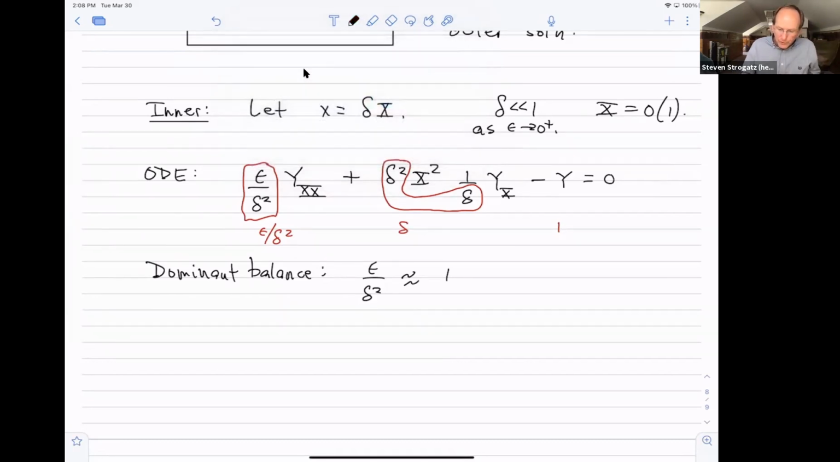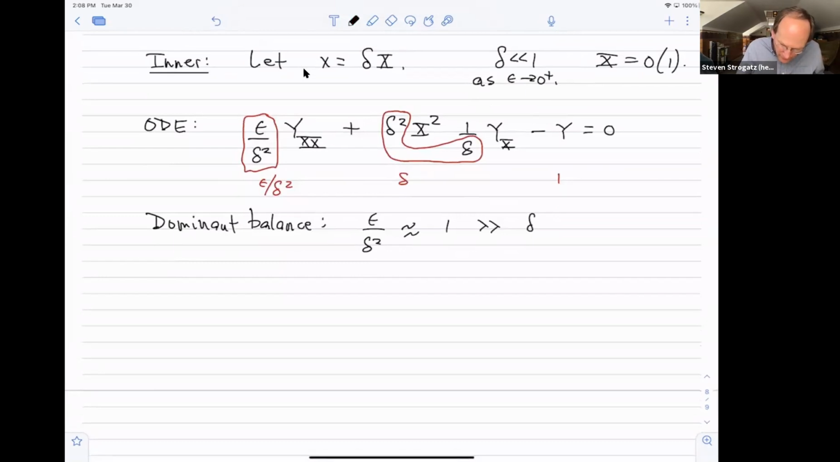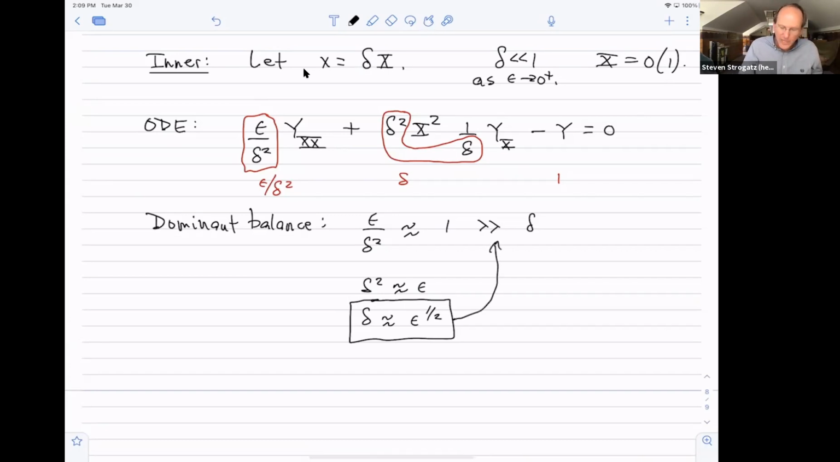And so what I want is that the first term and the last term balance, and they're both much greater than the middle term. Because watch what this would do. Is this consistent? This would give me delta squared is of order epsilon, which means delta, the thickness of the boundary layer, is like the square root of epsilon. And that's consistent because that is much less than 1. Right? So it's consistent.